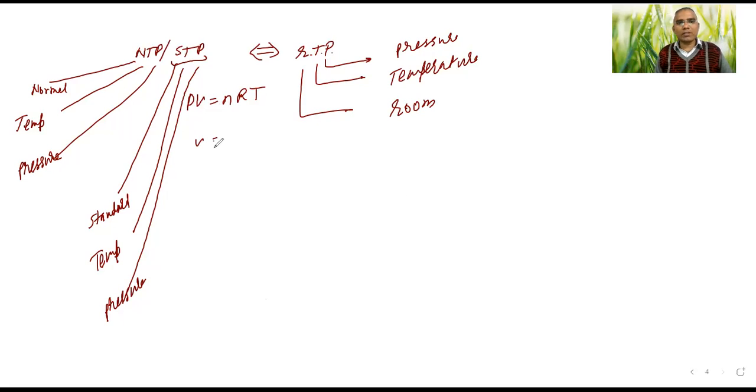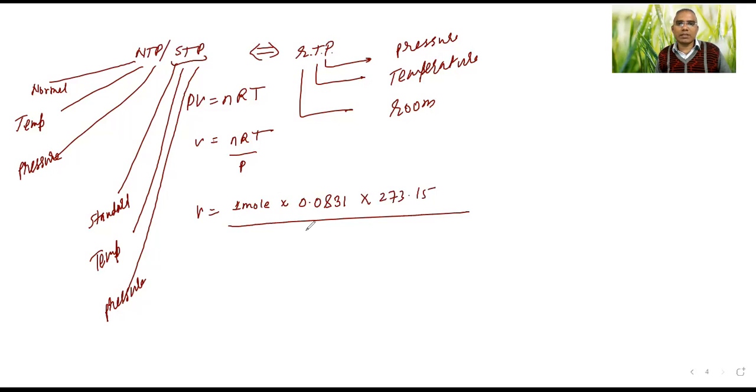Now from this equation you can calculate V is equal to nRT by P. So from this you can calculate the volume. Putting 1 mole, R value is 0.0831, temperature you can take 273.15, and pressure you are taking 1 bar. If you solve this, the volume comes to 22.4 liter. This is the volume of 1 mole of gas.